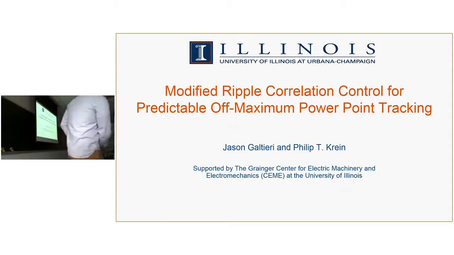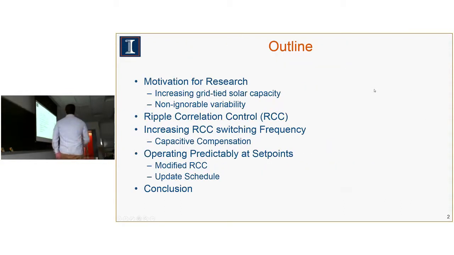Okay. Thank you for coming today. The title of my talk is Modified Ripple Correlation Control for Predictable Off-Maximum Power Point Tracking. So here's just the outline.